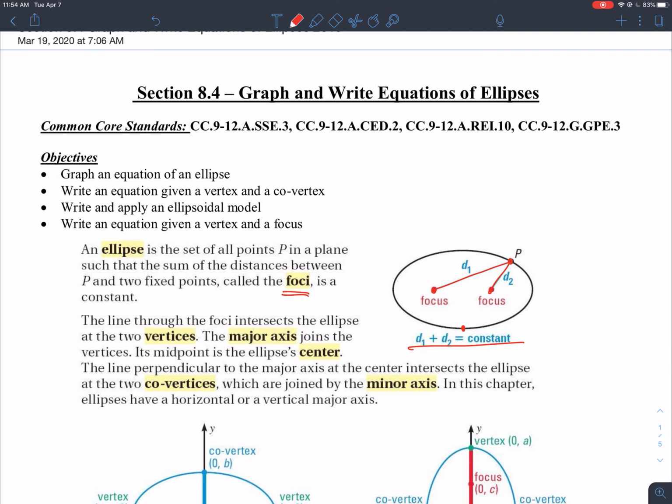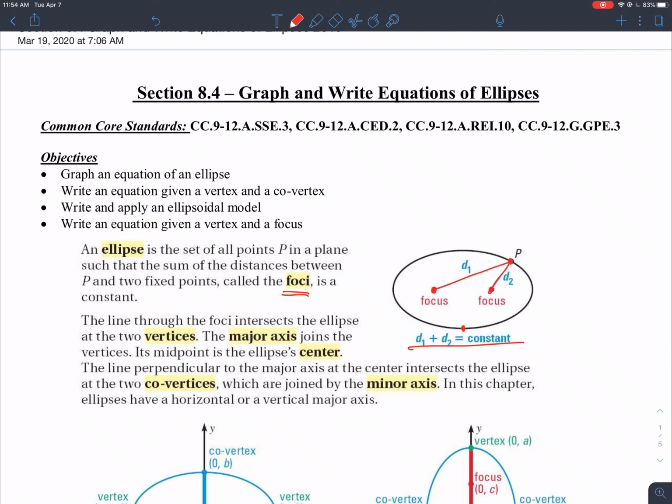The line through the foci intersects the ellipse at the two vertices. Here's the foci. The line through the foci intersects the ellipse at the two vertices. Okay, so these two are called the vertices. And that's called the major axis. This right here is called the major axis.